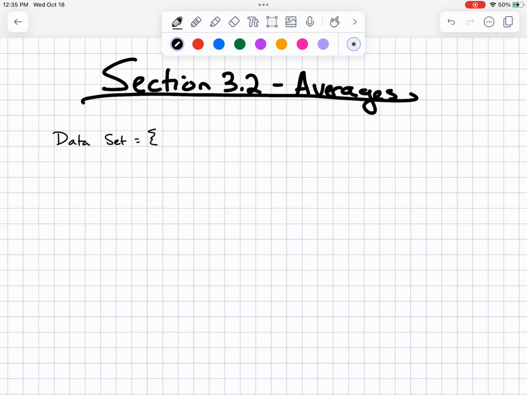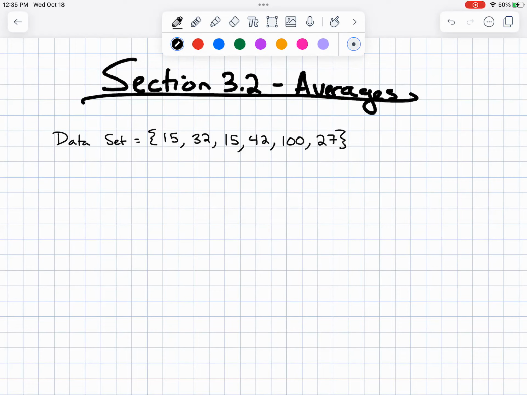And if you haven't seen this before, the curly braces mean a set of items, a collection of items. So the data set includes 15, 32, 15, 42, 100, and 27.